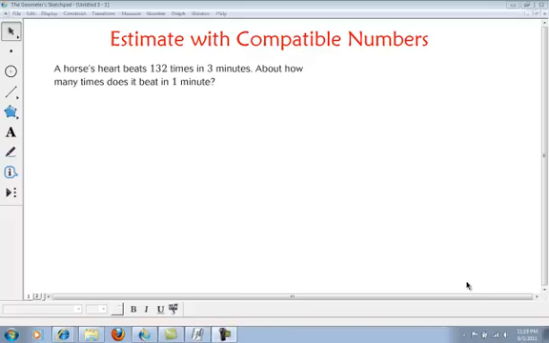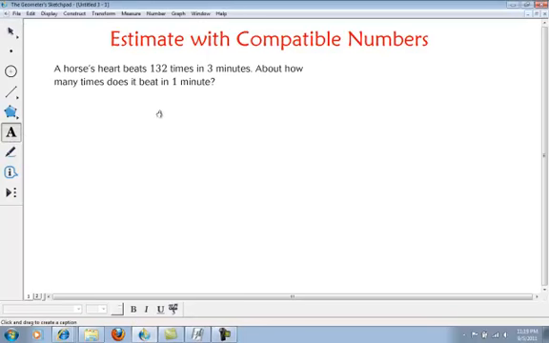In this lesson, we're going to learn to estimate with compatible numbers. Compatible numbers are numbers that work well together or divide easily together. Now let's look at this problem. A horse's heart beats 132 times in 3 minutes. About how many times does it beat in 1 minute?